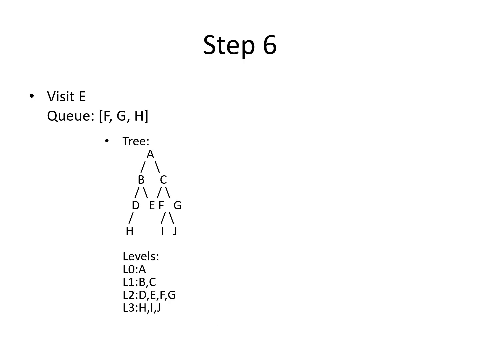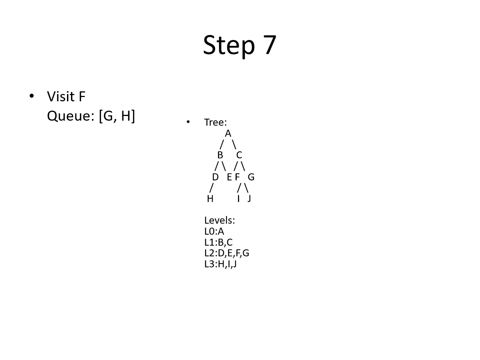And next we can move on to visit E. So what is happening? Visit E, and what all the Q level do we have? Just F, G, H. F, G and then H as the Q level. And then the current position is I. So this is what is happening for step 6.